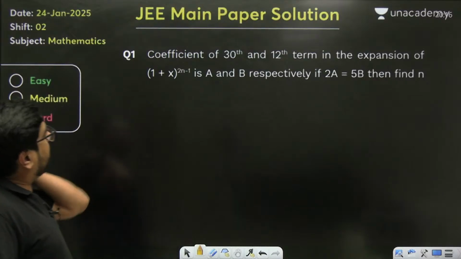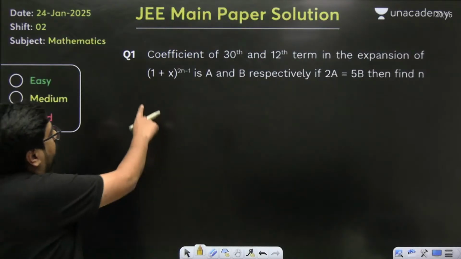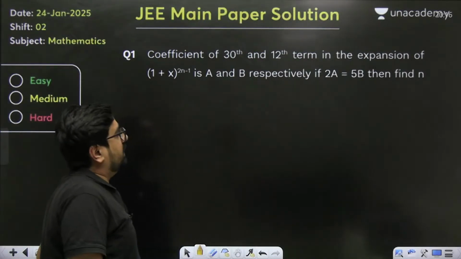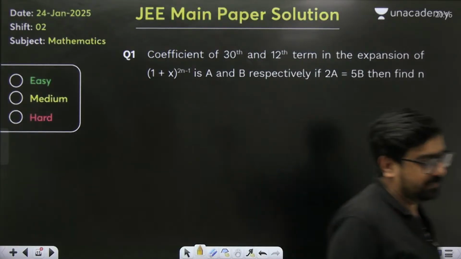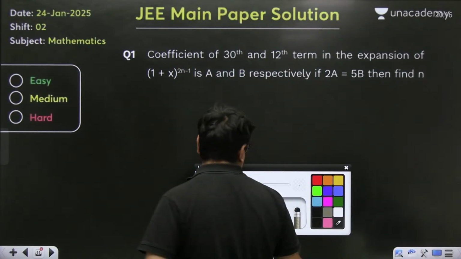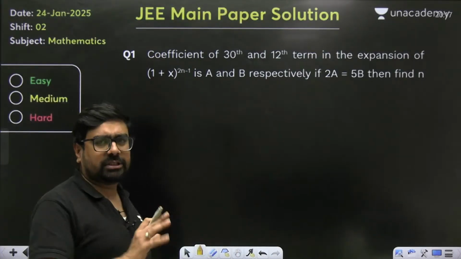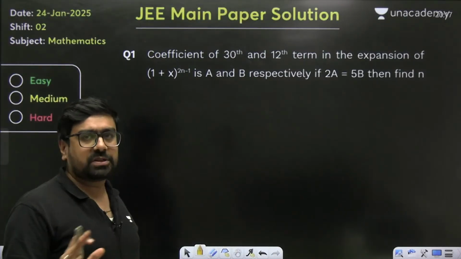Let's see some questions that we have got. The coefficient of the 30th and 12th term in the expansion of (1 + x)^(2n-1) is a and b respectively, if 2a = 5b. Students have brought the paper. Okay, great. Now if 2a = 5b, this is the question which has come, a somewhat similar question, only the exact data or exact options we could not repeat.